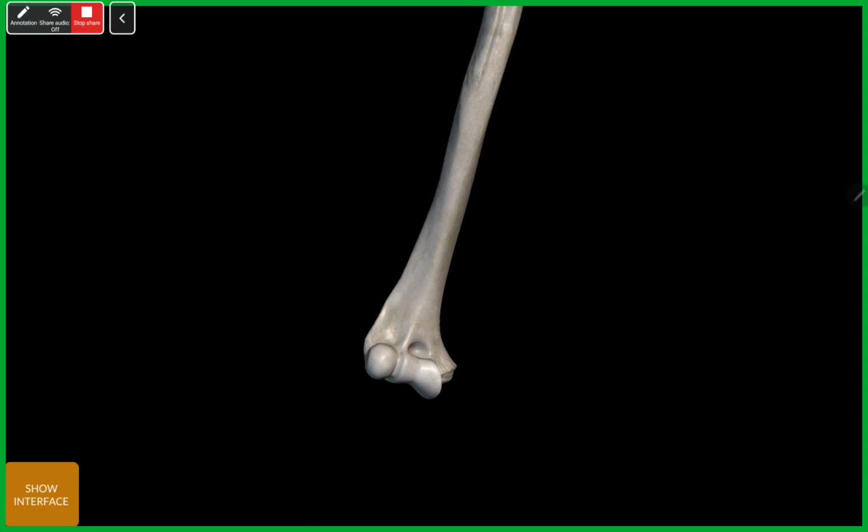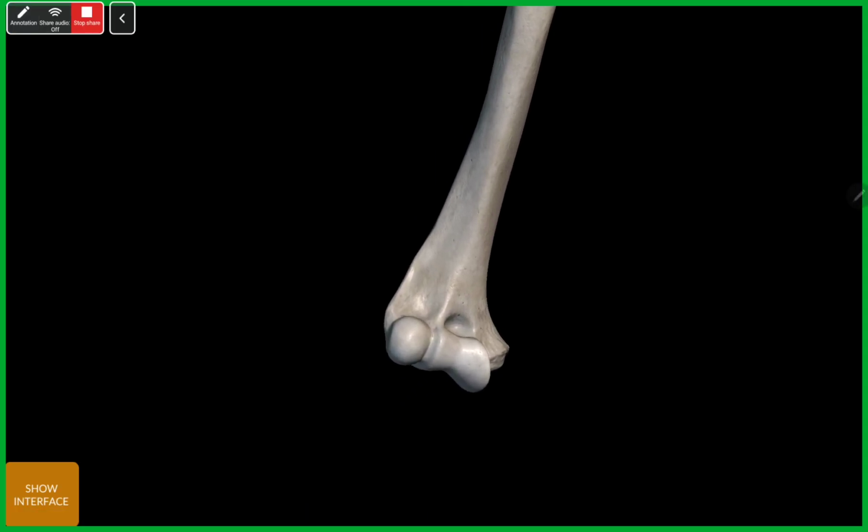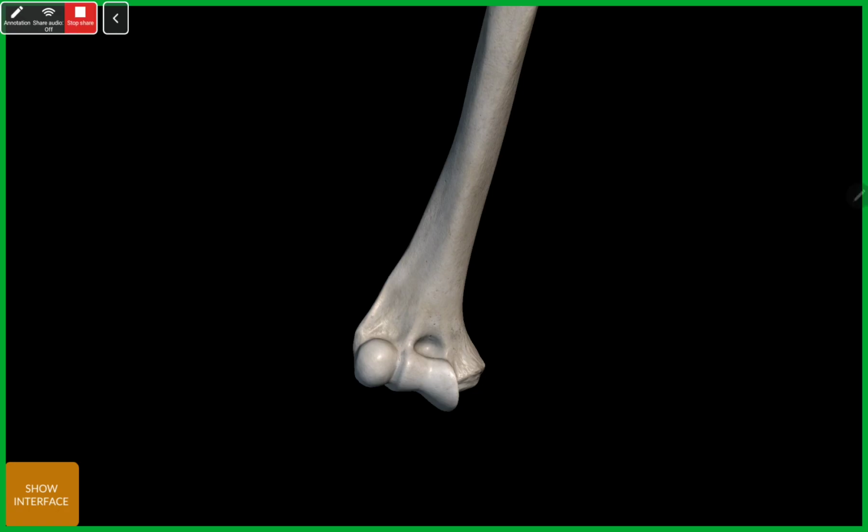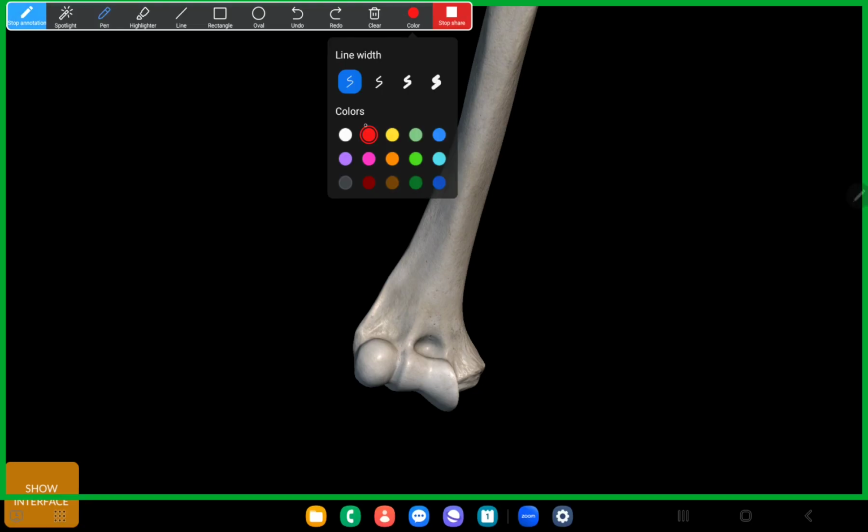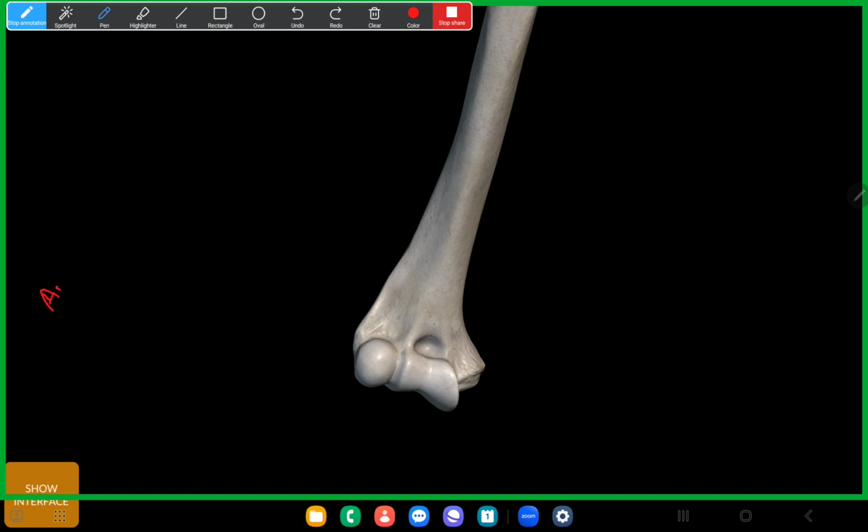Let's see the lower end of the humerus. This is the lower end of the humerus. There are two parts: articular parts and non-articular parts. There are two articular parts. This is the capitulum, and this is the trochlea. Those are the two articular parts.